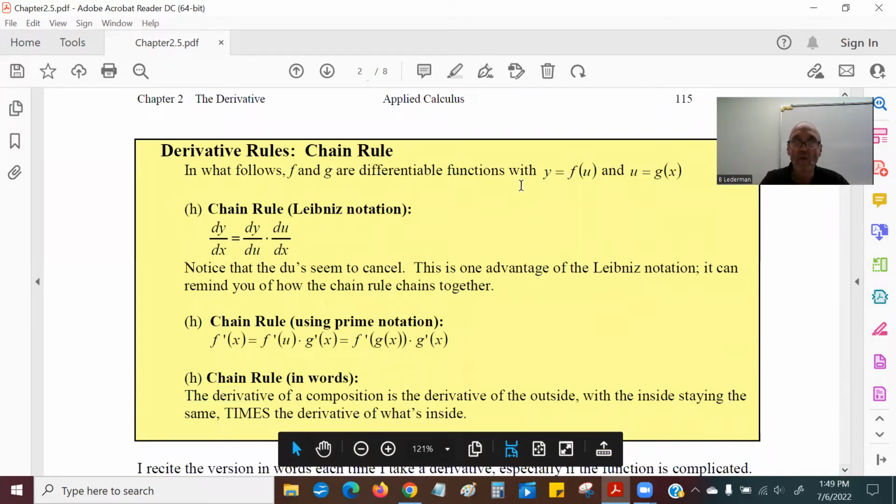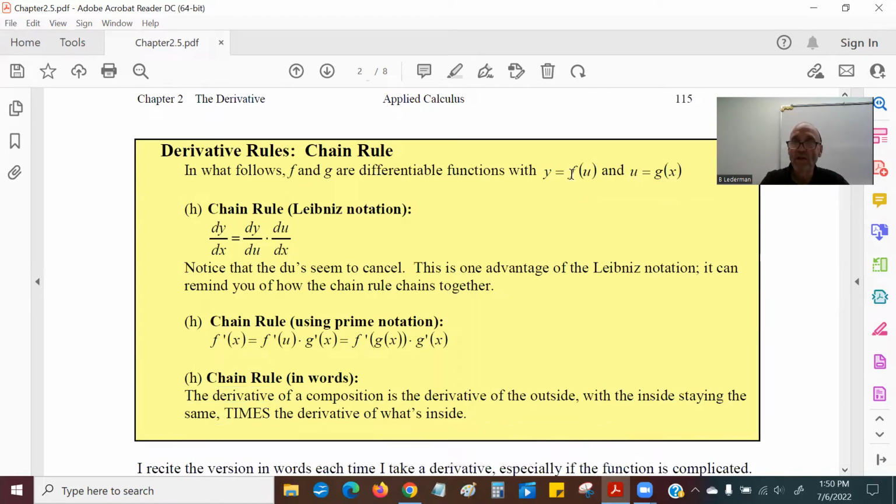So y is f of u, where u is g of x. So this is called a composite function. y is equal to f of g of x. So the chain rule in the Leibniz notation is dy/dx is equal to dy/du times du/dx, which is kind of cool because it's almost like the du cancels out like fractions. That's kind of cool. I like this. It can remind you how the chain rule chains together.